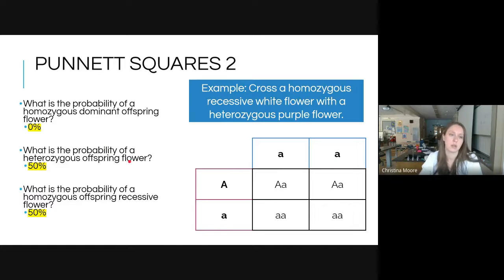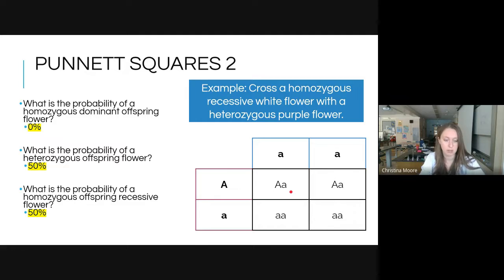Here are our answers. There is a 0% chance of homozygous dominant. I know that because none of the 4 boxes have the homozygous dominant genotype. I don't see any boxes that are uppercase A, uppercase A. The second question, there's a 50% chance of heterozygous. That's because these top 2 boxes that I'm circling are both heterozygous. 2 of 4 boxes, 50%.